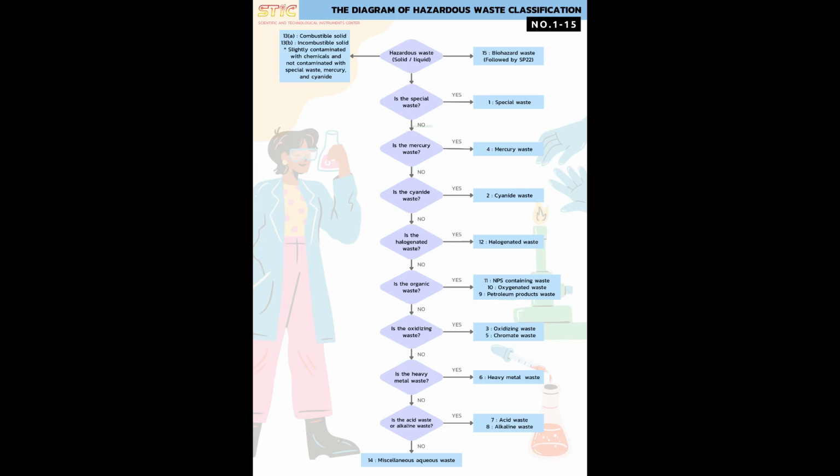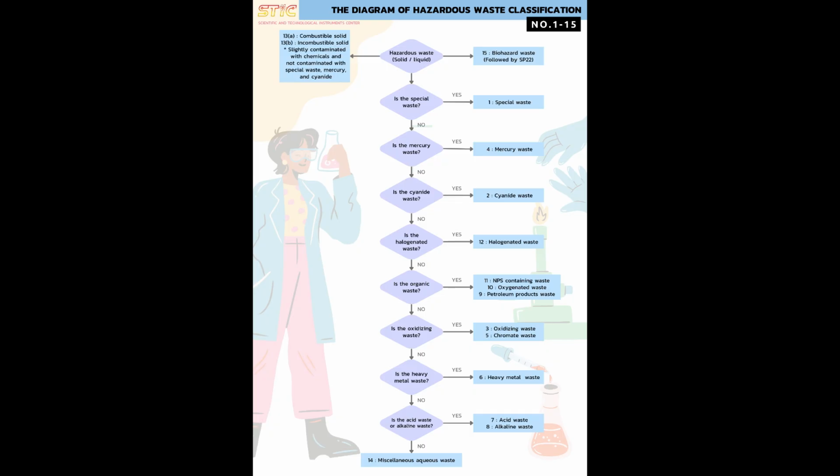This diagram shows how to identify and classify different types of hazardous waste generated in the laboratory. The goal is to determine the correct waste category so that it can be stored, labeled, and disposed of safely according to regulations. We begin at the top with any hazardous waste, whether it is solid or liquid. If the waste comes from biological or infectious materials, such as used petri dishes, gloves, or contaminated samples, it is immediately classified as Category 15, biohazard waste, which follows the disposal procedure SP22.